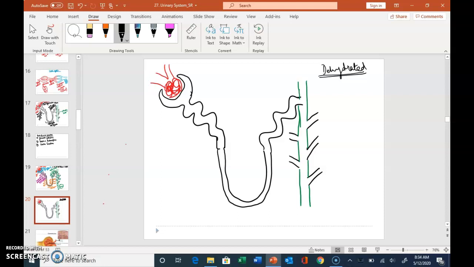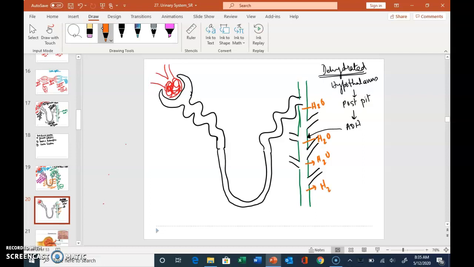So when you are dehydrated, the hypothalamus can sense it. The hypothalamus then signals the posterior pituitary to release a hormone called ADH, or antidiuretic hormone. The ADH then comes and works on the collecting duct. It acts on the collecting duct and causes the collecting duct to be more permeable to water. So from the collecting duct, water is reabsorbed back into the system.